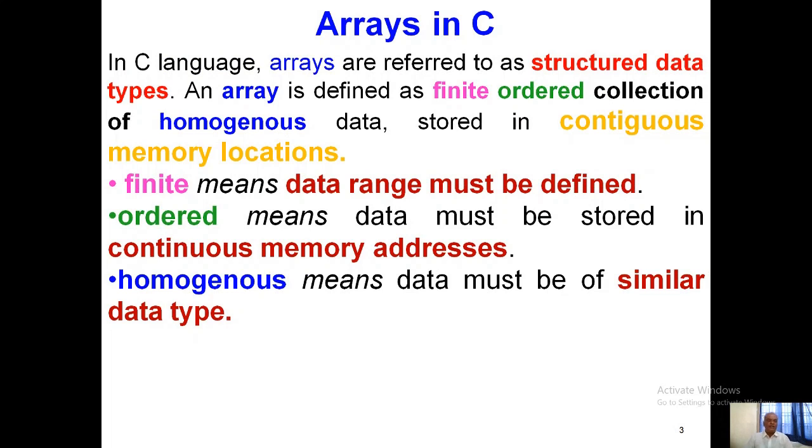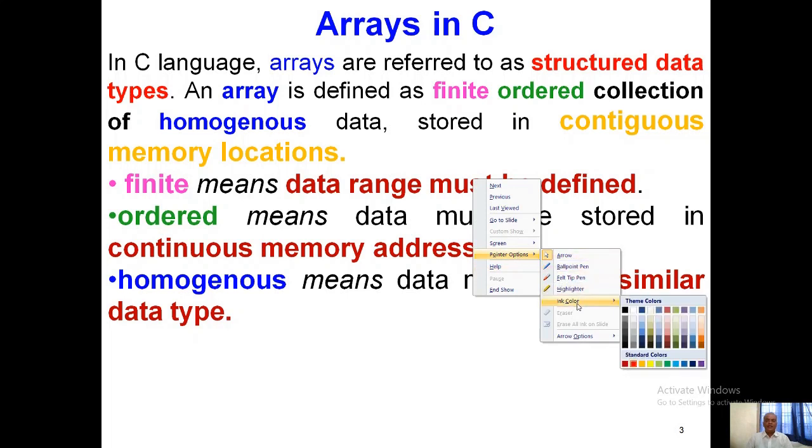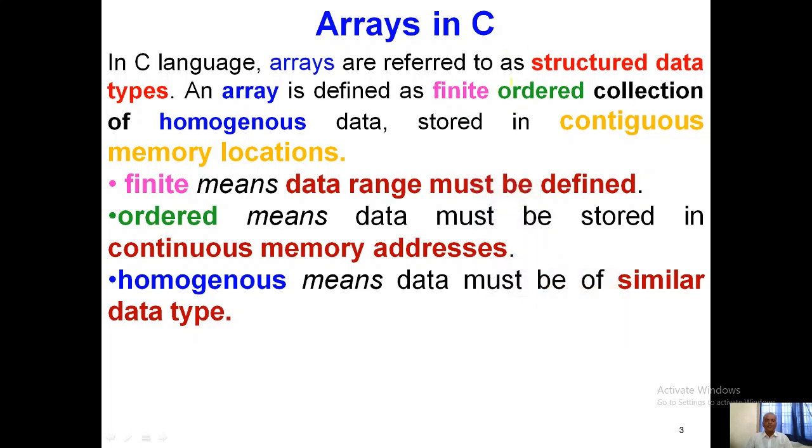An array is a derived data type. An array is referred to as a structured data type. It is defined as a finite ordered collection of homogeneous data, stored in continuous memory locations.